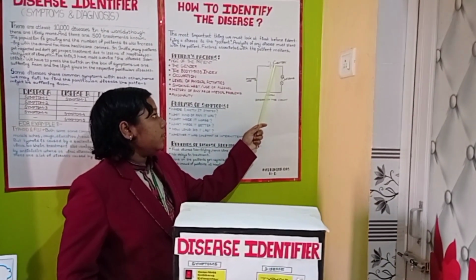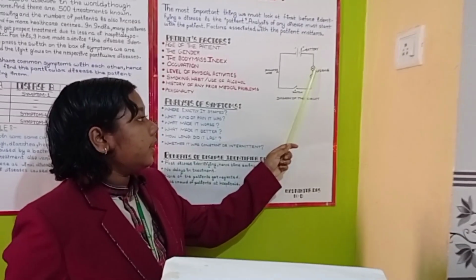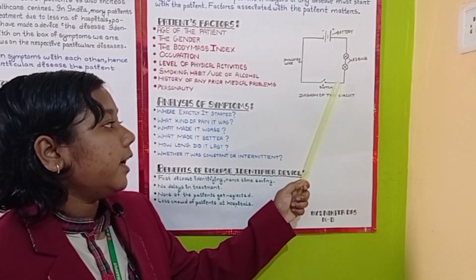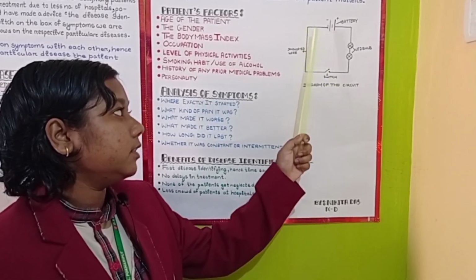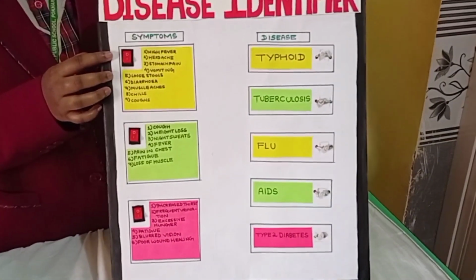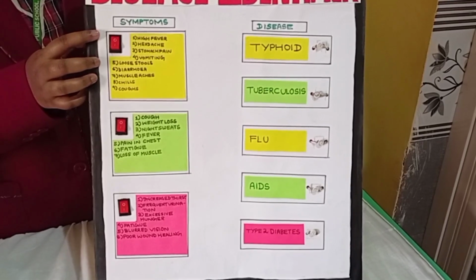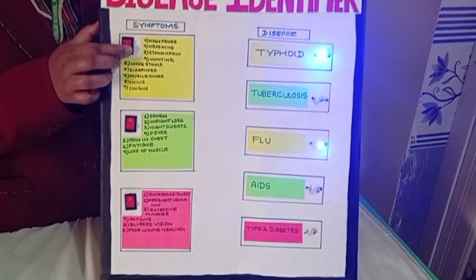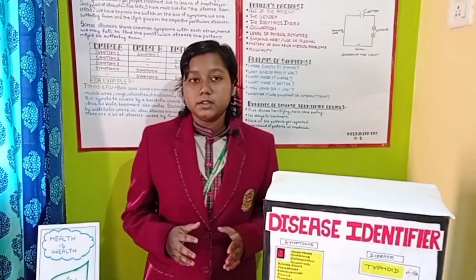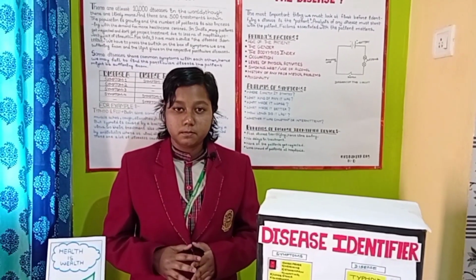The positive terminal of the battery and the bulbs are connected with an insulated wire, the negative terminal of the bulbs is connected to the switch, and the switch is connected to the battery. When the switch is pressed, the light glows. For example, if we feel we are suffering from high fever, chills, coughs, headache and stomach pain, we would press the switch and the light glows on typhoid and flu. In this way, the patient could know which disease he or she might be suffering from.